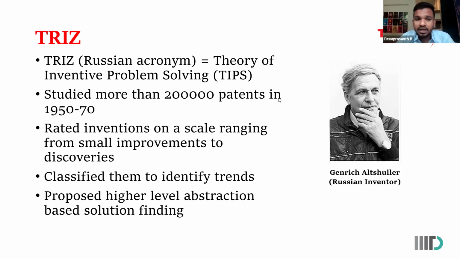What he did is he read more than 20,000 patents from the 1950s to the 1970s. Then he rated them in a range of small improvements, major improvements, and new discoveries. Then he was able to classify that the same trend was followed within these ranges. So this was identified by him, and he proposed levels of abstraction for solution finding.